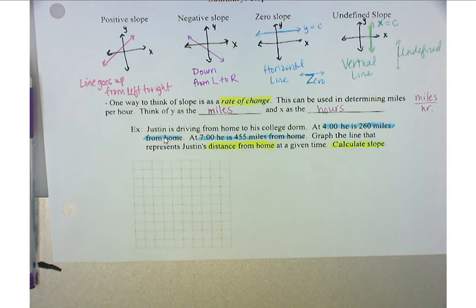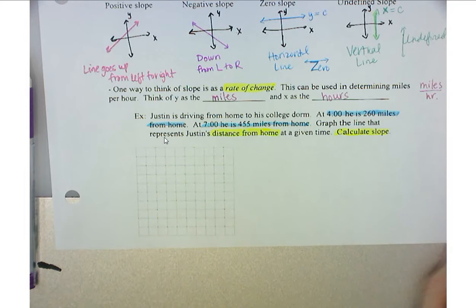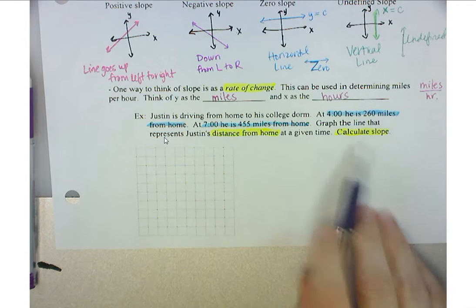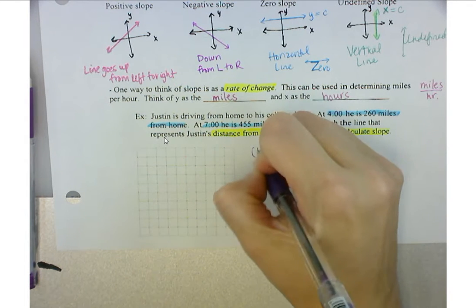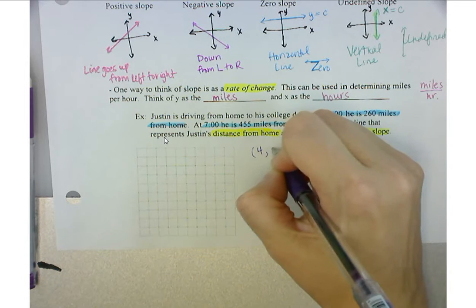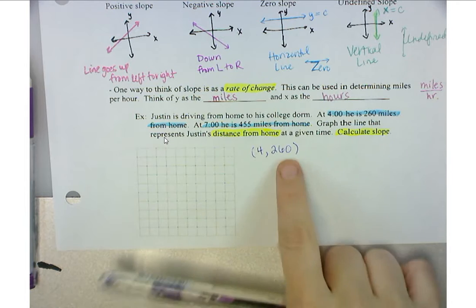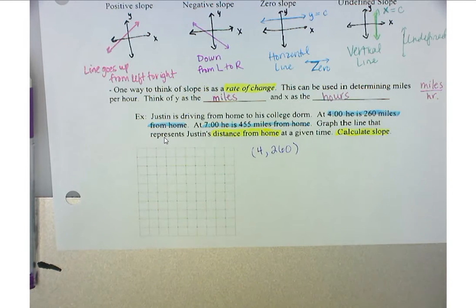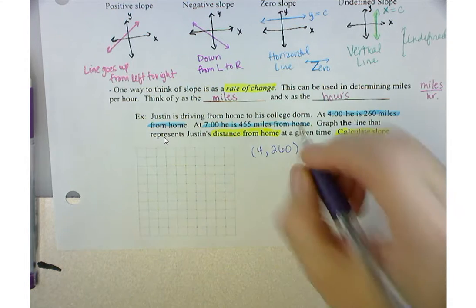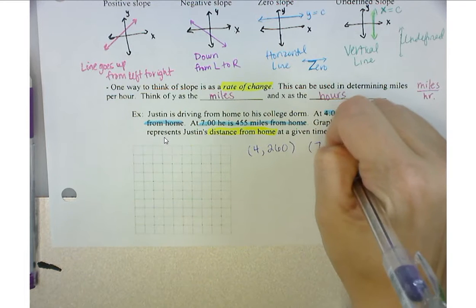So when you're given this data, it's going to be useful if you can organize that into a point. So 4 o'clock, he's 260 miles from home. I would think of that as 4 as my x, and then my 260 miles. So remember we said our y was going to be our miles, our x was, you can think of x as hours, that's going to be your time. So for 7 o'clock, he is 455 miles from home.